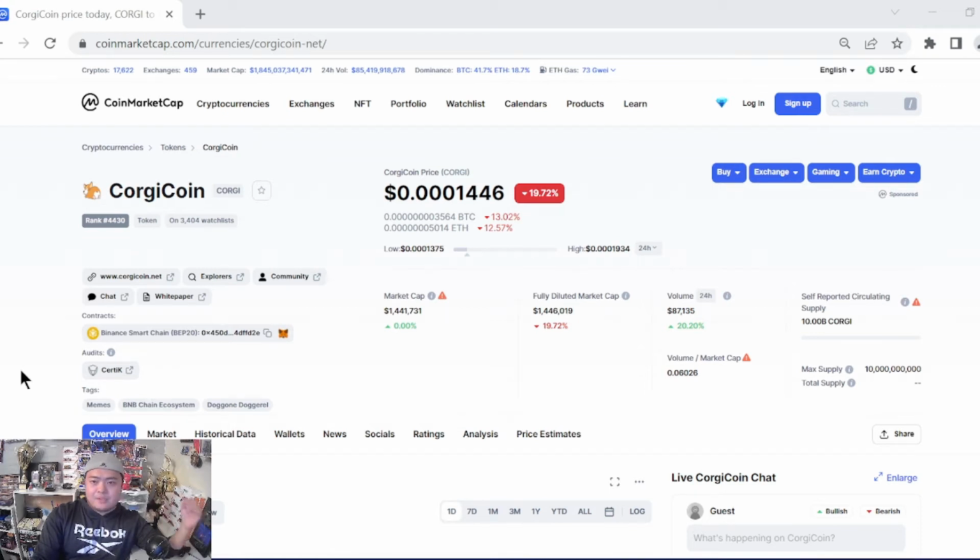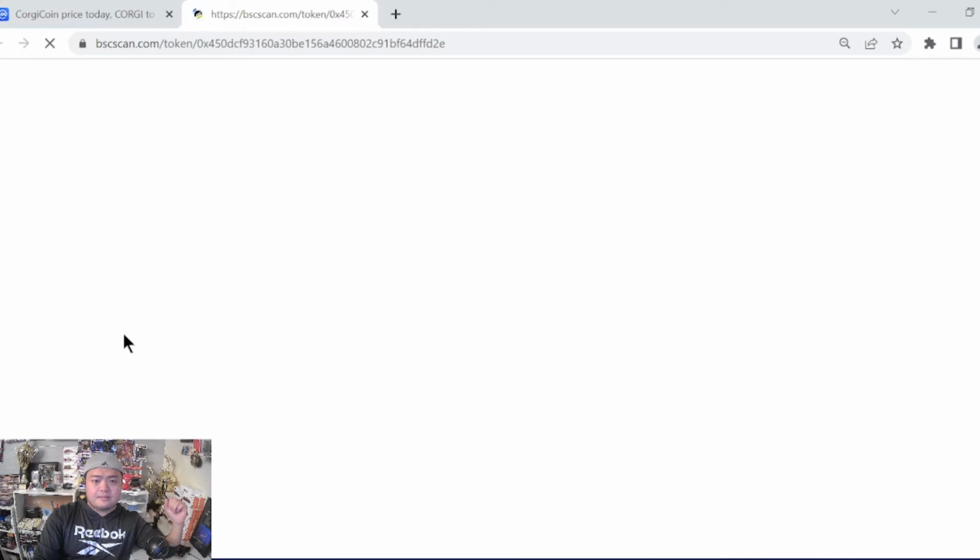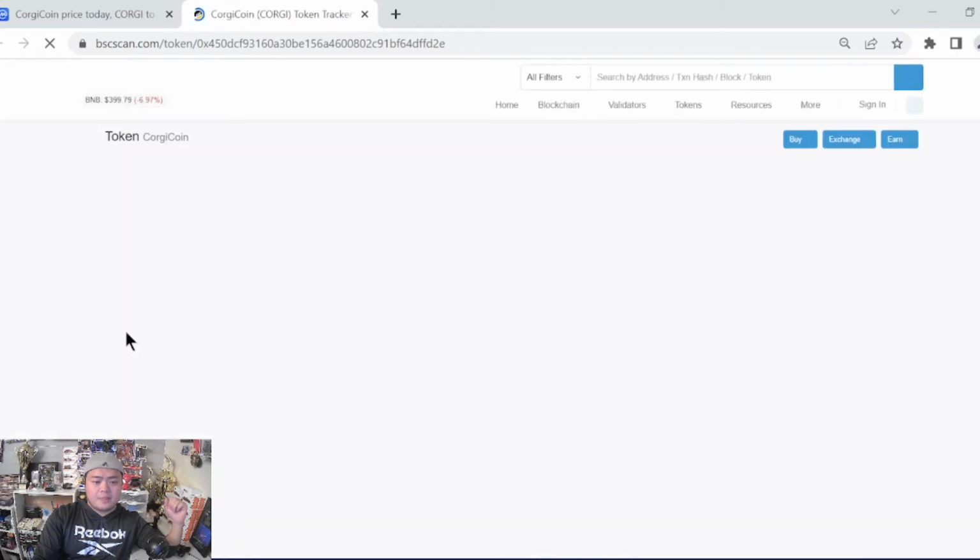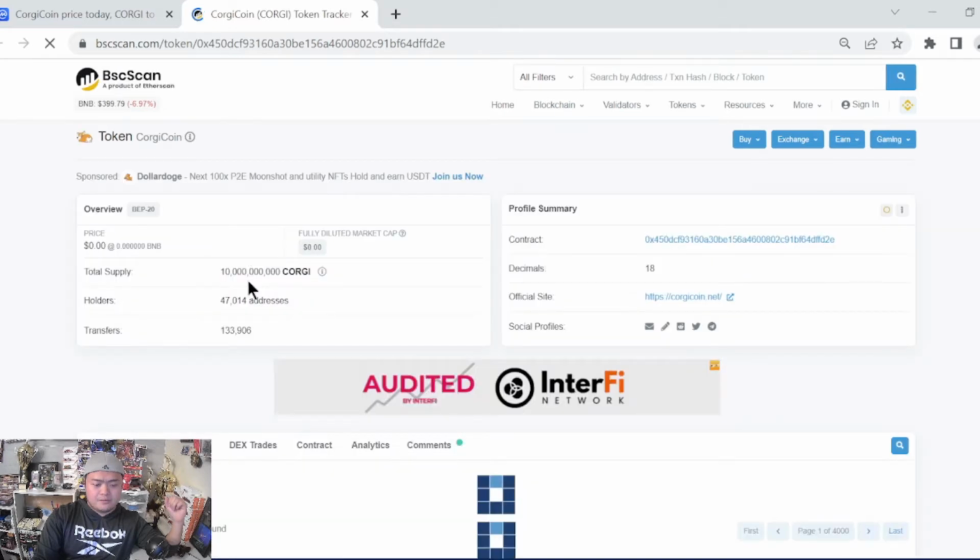For example, there's a lot of projects out there that are a clone of Shiba Inu. I wouldn't be surprised if the Corgi coin is also a copy of Shiba Inu or some other dog token. So instead, what I do is look at the contract, and we can do that by clicking on Binance Smart Chain on here. And let's let this load up. It's actually kind of slow. I'm surprised. There we go.